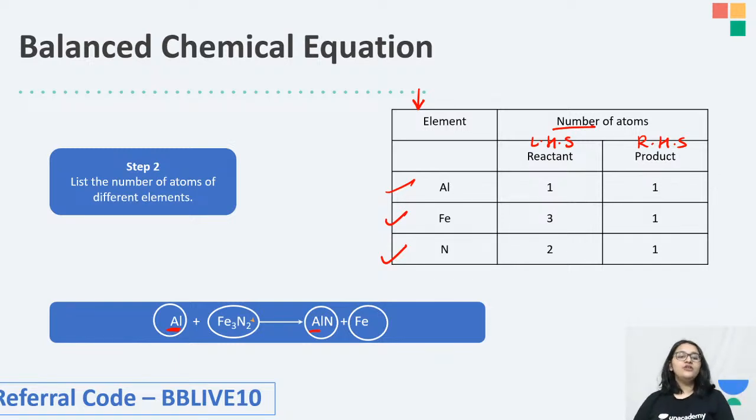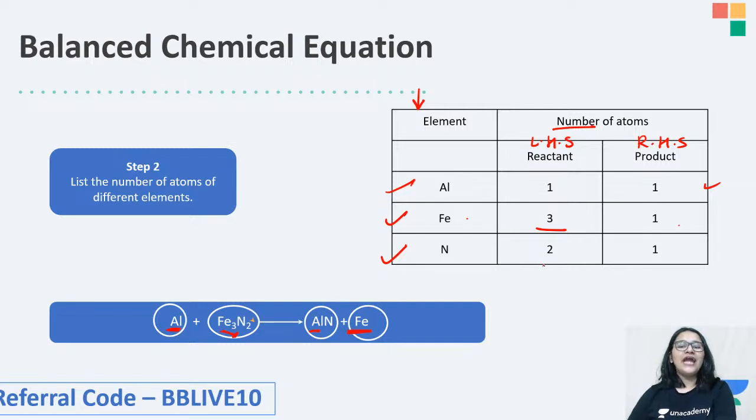Now when we talk about reactants, how many aluminium are present on the left hand side? We have 1. How many aluminium on the right hand side, that is on the product side? 1. So aluminium is for now balanced. When we talk about iron, how many iron do we have on the left hand side? As you can see over here, number 3. So we have 3 iron on the left hand side. How many iron do we have on the right hand side? Only 1. So this is not balanced.